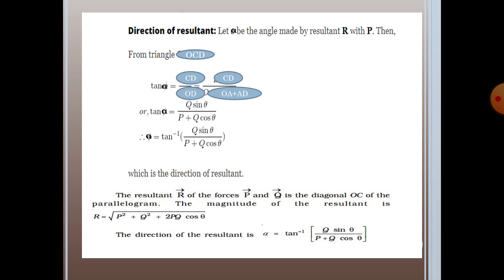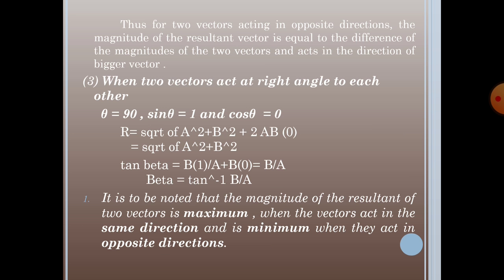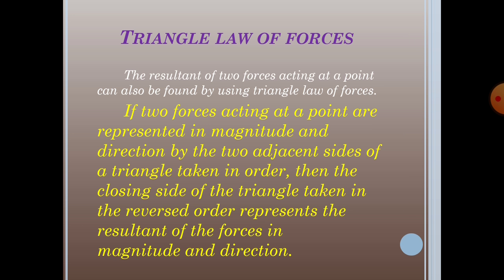Similarly, we can also use triangle law of forces to find the resultant of two forces. The statement for the triangle law of forces is, if two forces acting at a point are represented in magnitude and direction by the two adjacent sides of the triangle taken in order, then the closing side of the triangle taken in the reversed order represents the resultant of the forces in magnitude and direction.